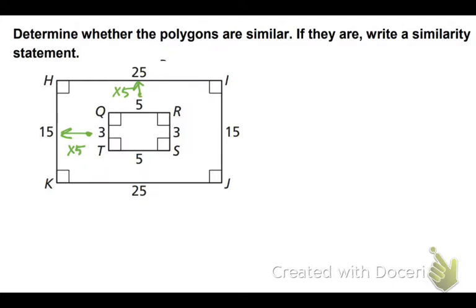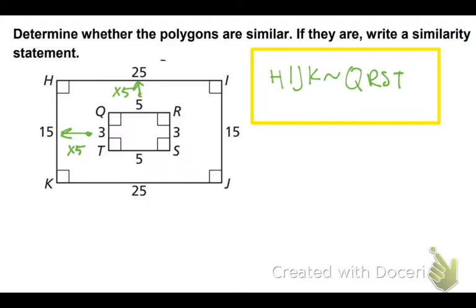You're going to make a similarity statement. So name the outer rectangle first. Yeah, HIJK is similar to QRST. If they weren't similar, you would write not similar. That's it.